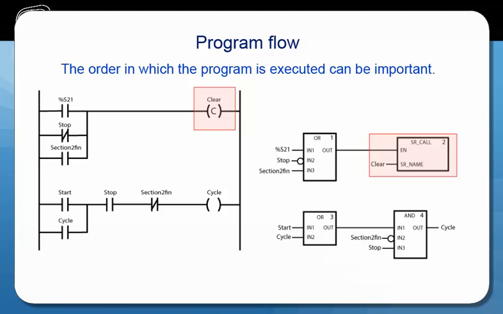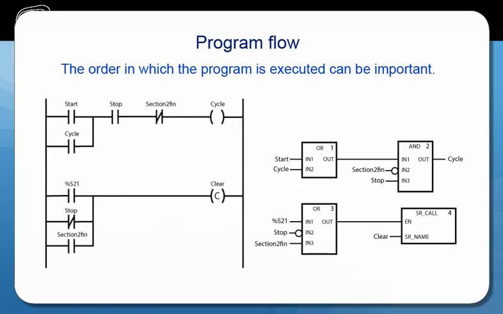With this program layout, the clear subroutine is run, which will reset the variable section 2 fin. If the variable section 2 fin is off, then the variable cycle will stay on and the program won't stop. The program cycle will repeat and the program will restart. With this program layout, cycle is first turned off because the variable section 2 fin is on. Then the clear subroutine is run and all the variables will be reset. The program is ready for the start button to be pressed.